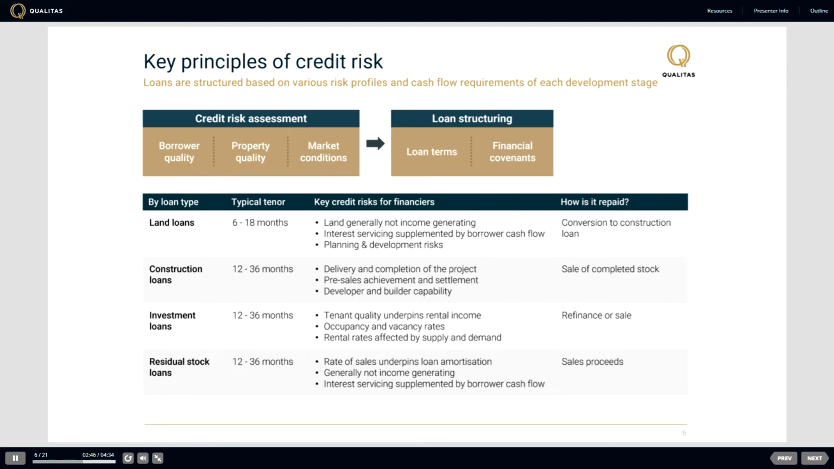Key risks of investment loans are specific to the property's current tenancy, occupancy, and rental rates, which can all be affected by market conditions.